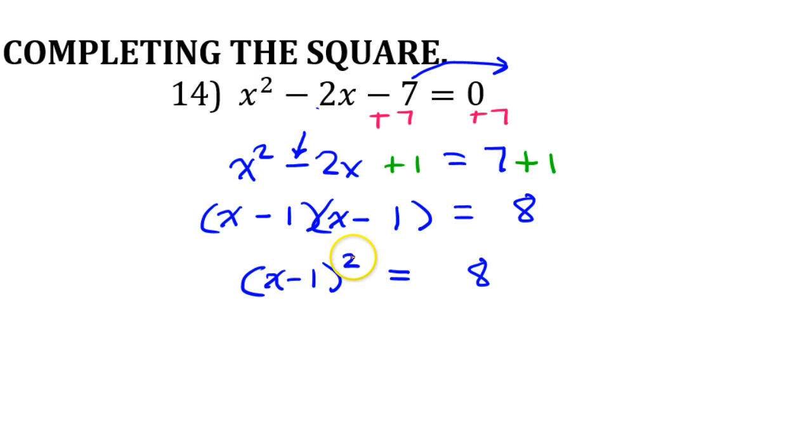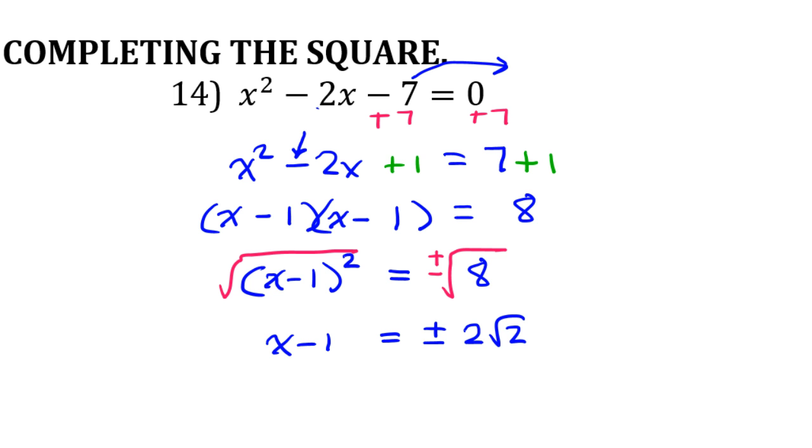Now I can get rid of the exponent by doing the square root on both sides. Don't forget your plus or minus. The square root and the square cancel each other out, and we have x minus 1 is equal to plus or minus. Now the square root of 8 is 2 radical 2.